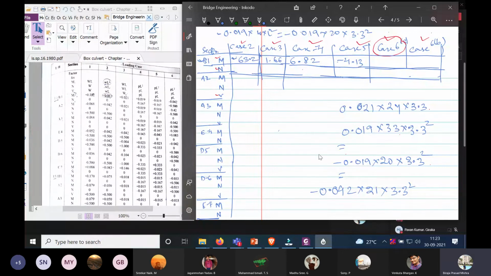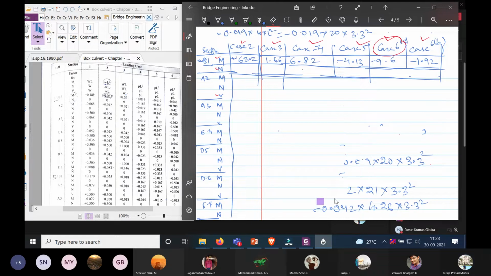If you do that calculation, this is the table. Your load is coming as minus 9.6. Similarly, the other one is minus 0.042 into the other load which we calculated, 4.26 into 3.3 square. That is coming as minus 1.92. Similarly, if you find all the values, then we will have the following table.